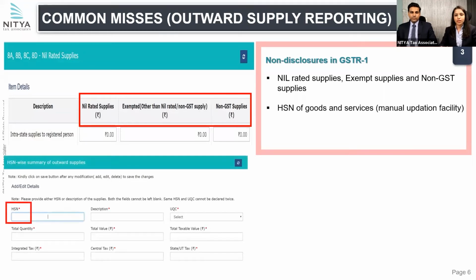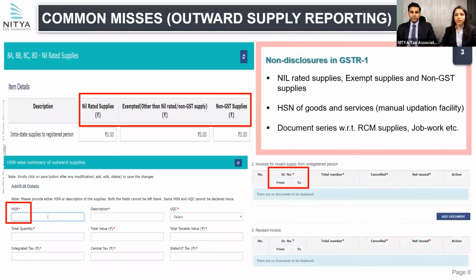Another common miss is the HSN disclosure in Table 12 of GSTR1 of the goods and services. However, right now, there is a manual updation facility which has been recently introduced by the government, basis which we can manually enter the HSN in case the required HSN does not appear under the drop-down menu. And accordingly, the description will auto-populate.